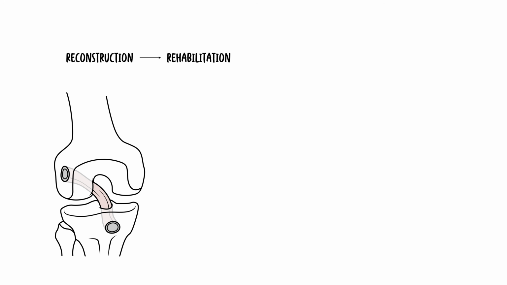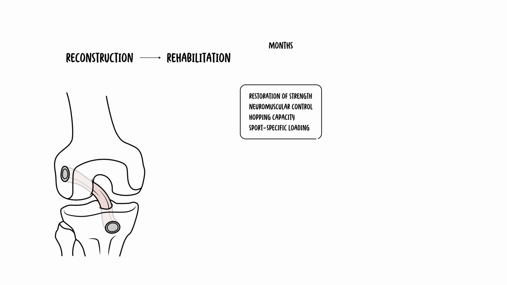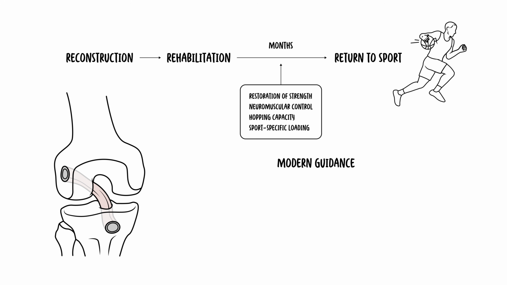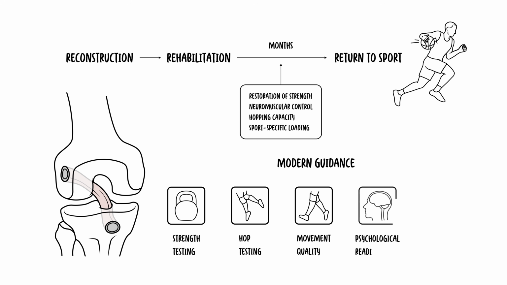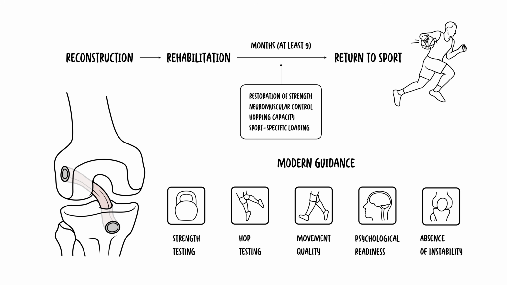Rehabilitation is central regardless of whether the patient is managed operatively or non-operatively. After reconstruction, rehabilitation is typically measured in months, not weeks, with progressive restoration of strength, neuromuscular control, hopping capacity, and sport-specific loading. Time alone is not enough to clear return to sport. Modern guidance supports a criteria-based approach, including strength testing, hop testing, movement quality, psychological readiness, and absence of instability, with many protocols extending rehabilitation to at least 9 months before unrestricted return to pivoting sport.